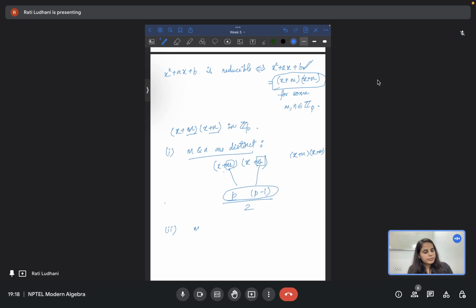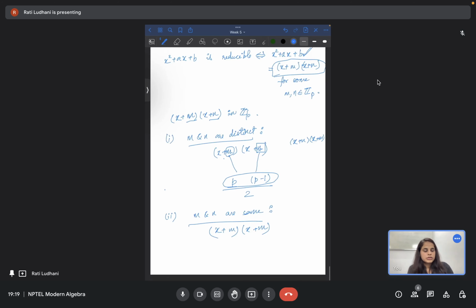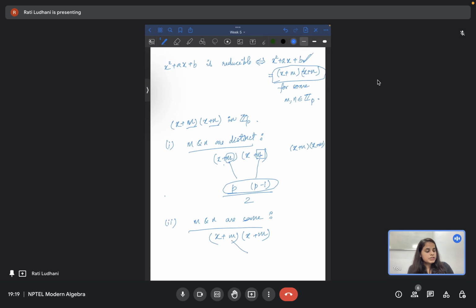Second, if m and n are the same, then what will happen? You have something, let's say m, and as these are the same, just write m. Then what are all the possibilities? You just have p possibilities. Any element of Z_p, and then the same element is here.